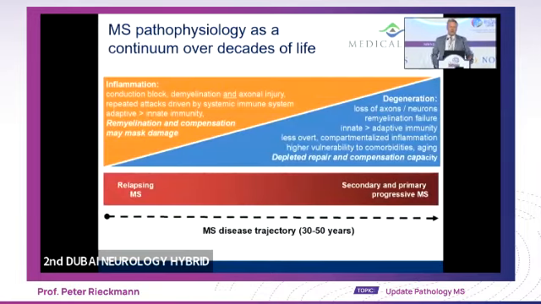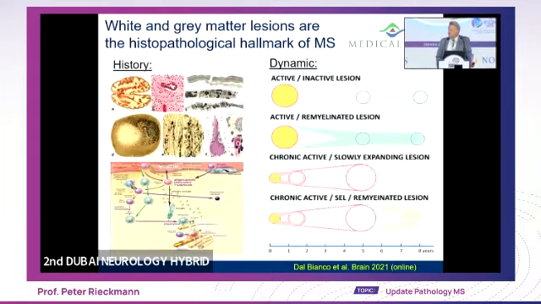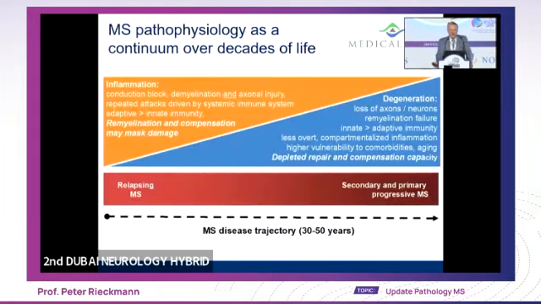So if we talk about MS pathophysiology as a continuum over decades of life, the continuum of the disease is more important than what we have been told in the past, to split it into relapsing and progressive types of MS. Because we know that both aspects are almost always present in any case, and that depends on the time frame of the evolution of the disease. It is our task, basically, to define which one is the most prevalent, and thus we can interfere best in the early phase of the disease.